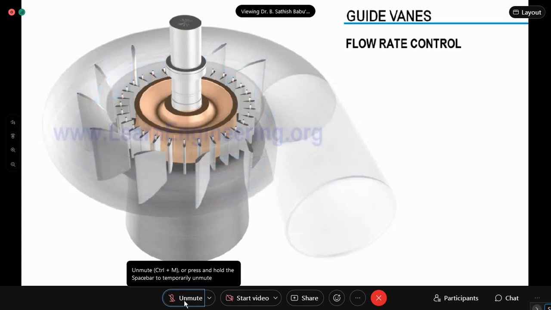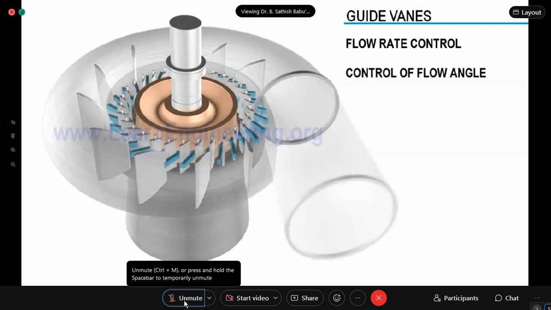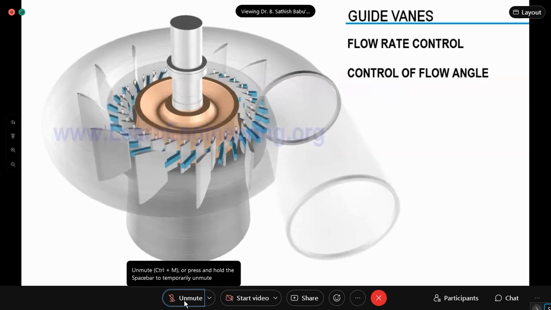Apart from controlling flow rate, guide vanes also control the flow angle at the inlet portion of the runner blade. Thus, guide vanes make sure that the inlet flow angle is at the optimum angle of attack for maximum power extraction from the fluid.